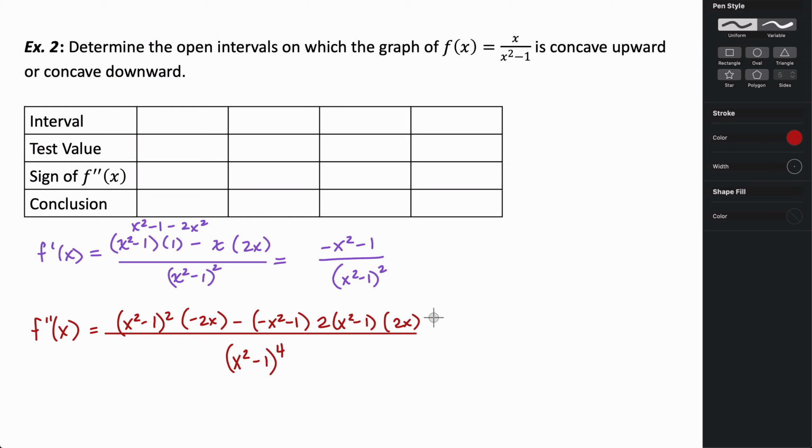We can kind of clean this up a little bit. Actually, we have a common factor in all of this of 2x times x squared minus 1. So I'm going to factor that out. So when I factor that out, what am I left with? In this first one, I'm going to be left with a negative and then another copy of the x squared minus 1. So negative and then x squared minus 1. When I factor out the 2x and the x squared minus 1, it left me with this. So it's going to be minus 2 times negative x squared minus 1. And then all of this divided by the x squared minus 1 to the 4th.